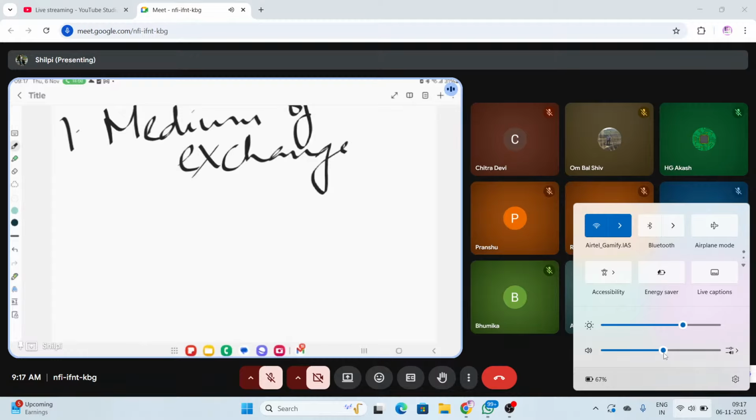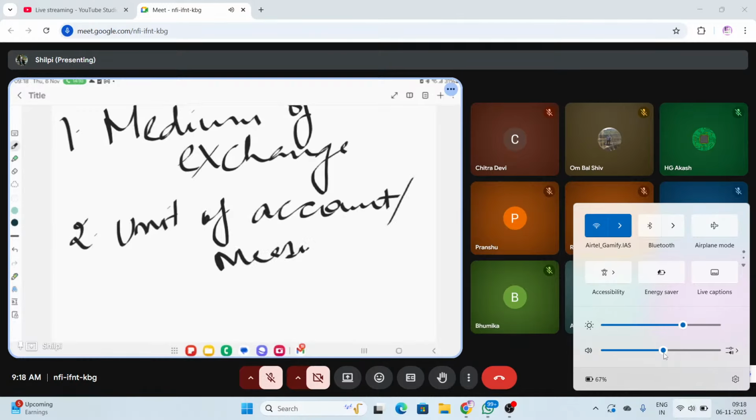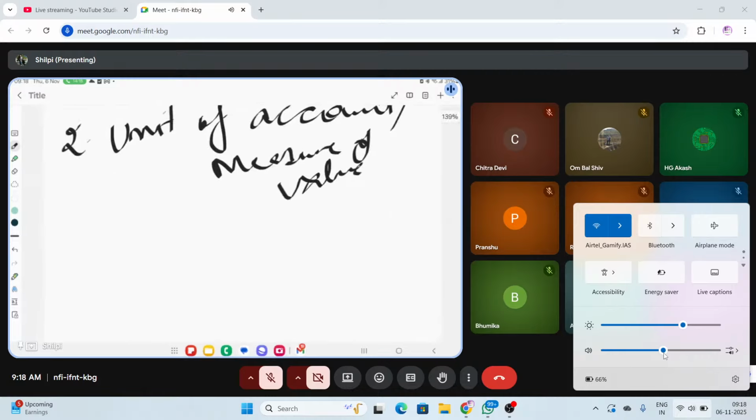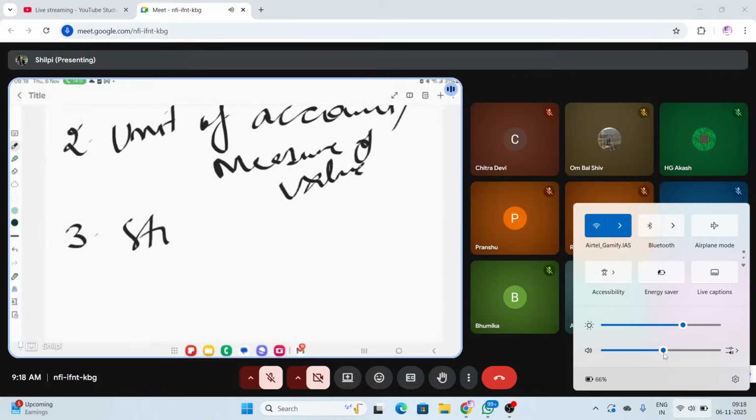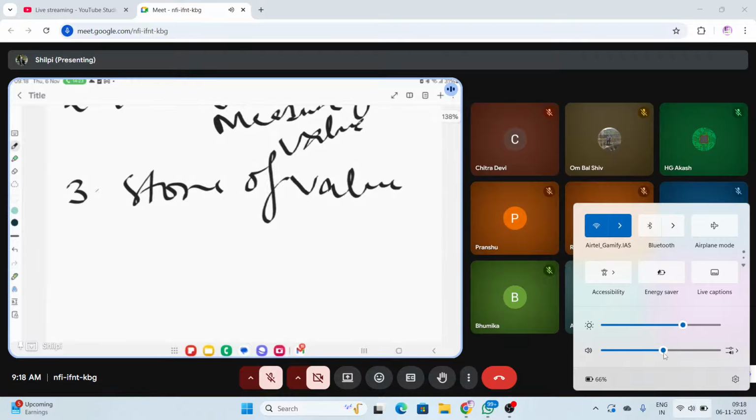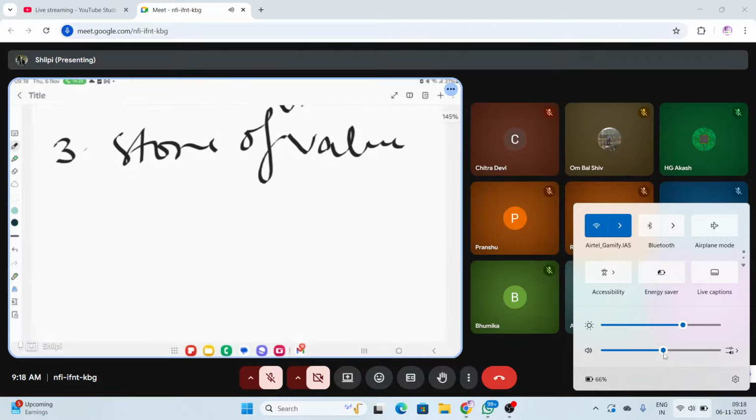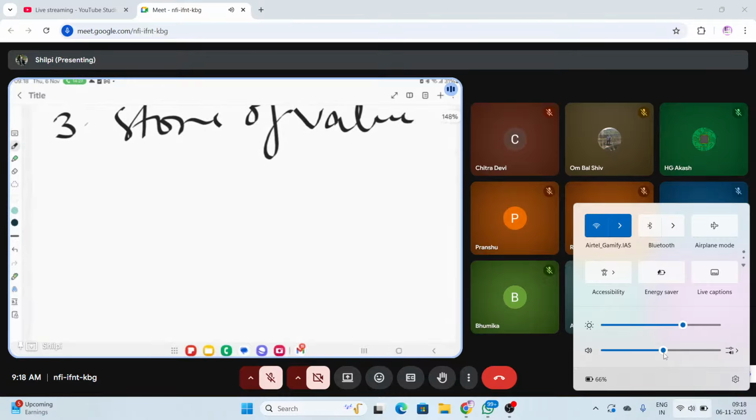The second thing is it is a unit of account, or you can simply call it a measure of value. It is, in fact, a store of value. Whatever money you are getting today, you can simply store it and use it to pay on a later date. So it helps in storing the value of a product. It can be saved, it can be retrieved for later use.